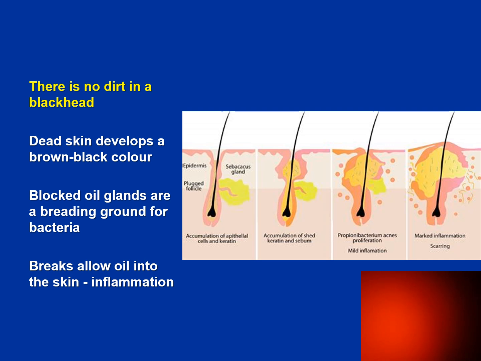You should be aware that there is no dirt in a blackhead. A blackhead consists of packed dead skin cells. Over time, the dead skin cells darken in colour. The blocked oil glands are a breeding ground for bacteria. The bacteria change the composition of the oil. A breakage in the oil gland leads to leakage of the irritating oil into the skin and a pimple develops.